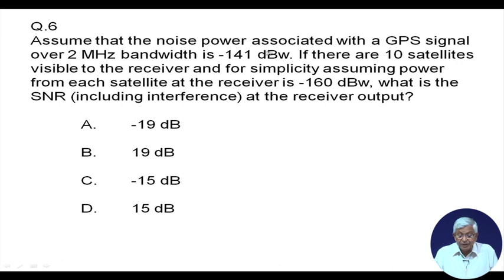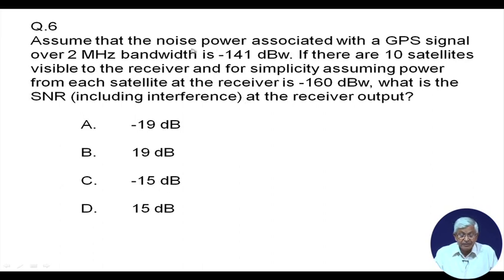Assume the noise power associated with the GPS signal over 2 megahertz bandwidth is minus 141 dBW. If there are 10 satellites visible to the receiver, and for simplicity assuming the power from each satellite at the receiver is minus 160 dBW, what is the SNR? That is actually the SNIR, it should be the signal to noise ratio including the interference at the receiver output. Try to see it carefully.